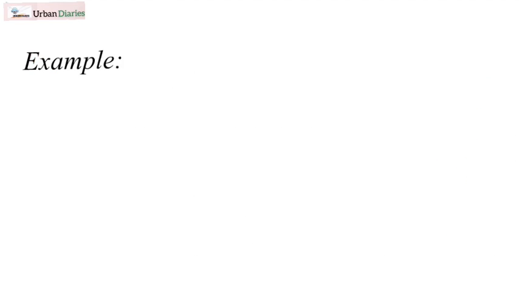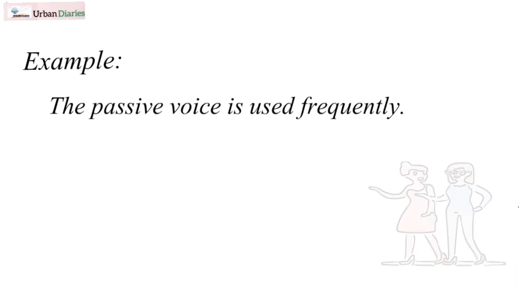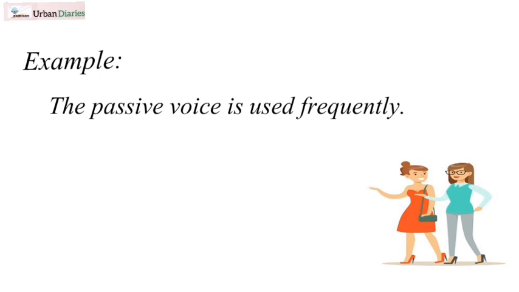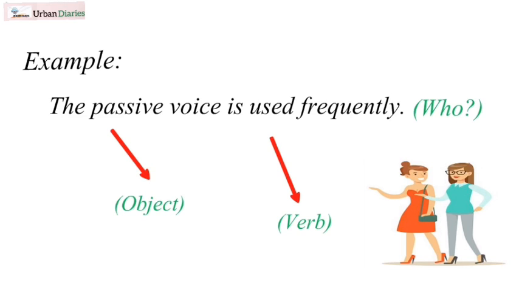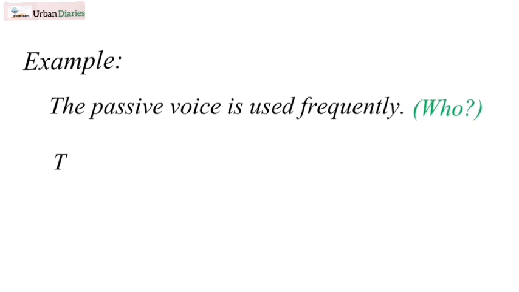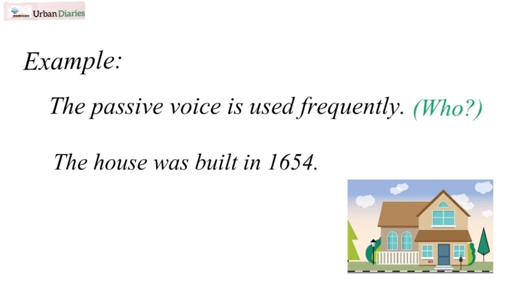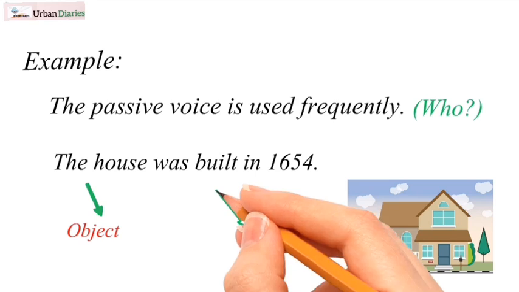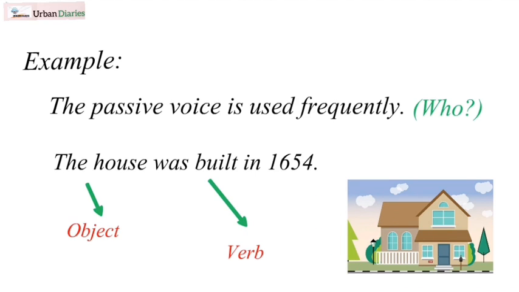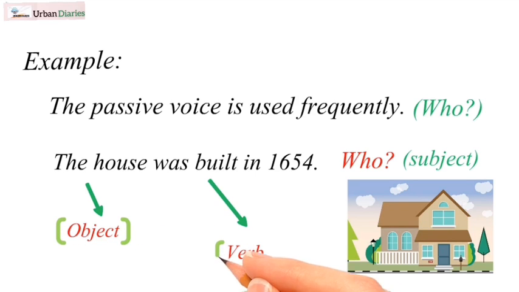Let's take a closer look at the first pair of sentences. The passive voice is used frequently. Examine this sentence. Here, we are interested in the passive voice and that it is used by people frequently. But we are not focusing in the sentence who uses it, right? In the second sentence, the house was built in 1654. Here we are interested in the house and that it was built in 1654. But we don't focus on who built it. And that is what I said. We don't focus on the subject, that means who performed it, but we focus more on the object and the action performed in the sentence.